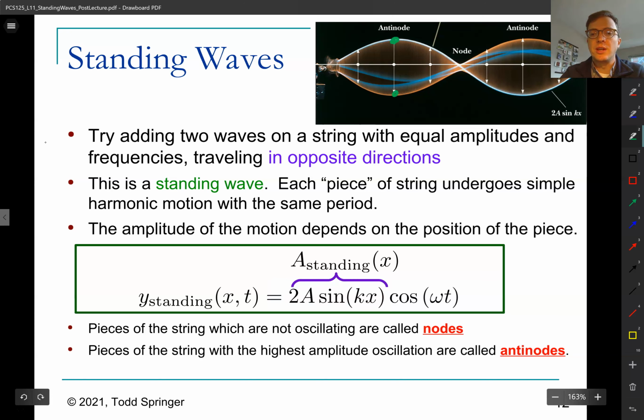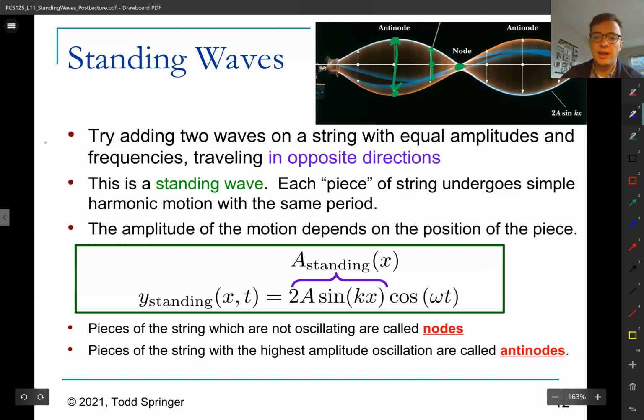So at this position x, I have a big amplitude. At this position x, I have a smaller amplitude. At this position x, I have zero amplitude. So the amplitude of the standing wave at a particular position x is given by 2a sine of kx. Okay? So the pieces of the string which are not oscillating are called nodes, and those are the places where the amplitude is 0. And the places with the highest amplitude are called the antinodes. That's where they have the biggest oscillations.